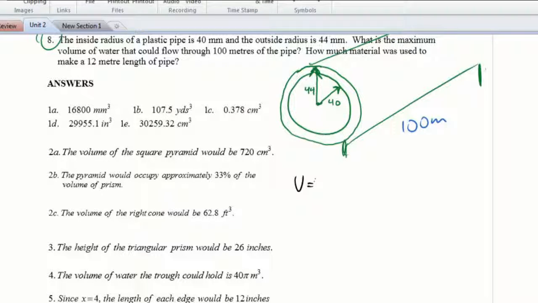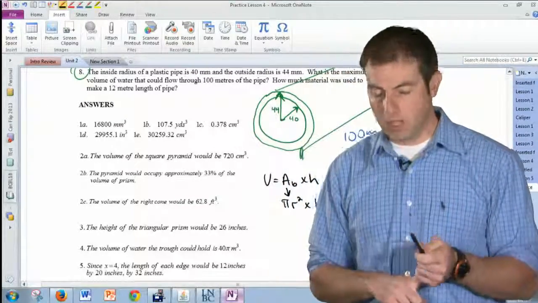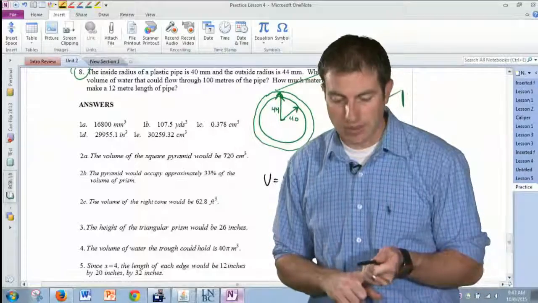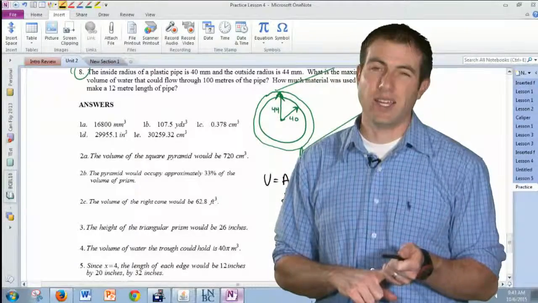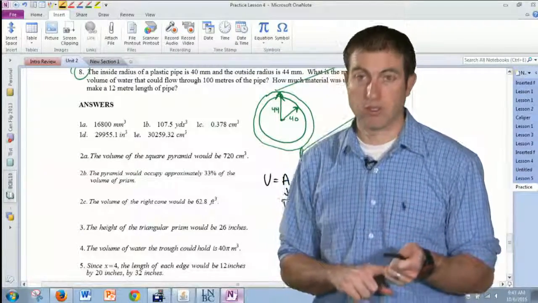We have volume as area of the base times the height. You can see this as being a bit of a trend. And what is the area of the base? I go to my formula sheet, and the area of the base is a circle, which is pi times r squared, and then I multiply it by the height. There's one trick to this question, and that is that the radius is given in millimeters, and the height is given in meters. So we have to do a bit of a conversion at some point here.